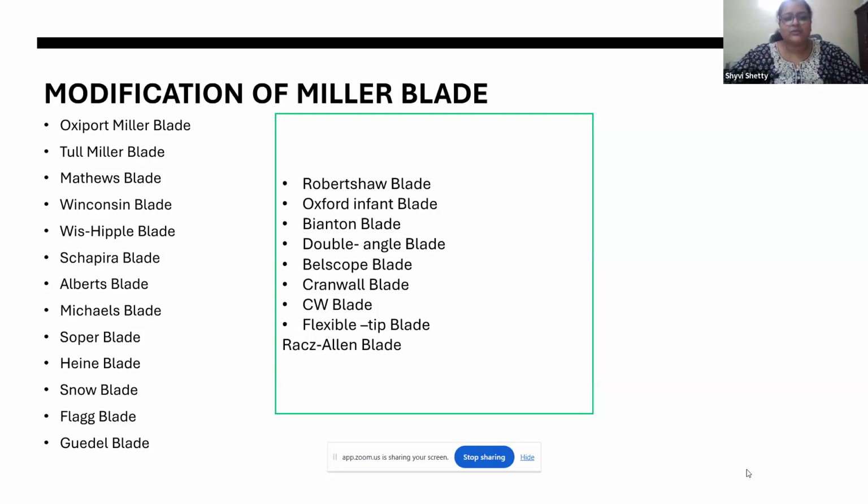One of the blades that we would have heard also commonly would be the Oxford infant blade. Now here the thing is the flange on the proximal end is broader. So what happens is this will prevent the lip from obscuring the laryngeal view. So this is most commonly used in difficult cases like a cleft lip or cleft palate.